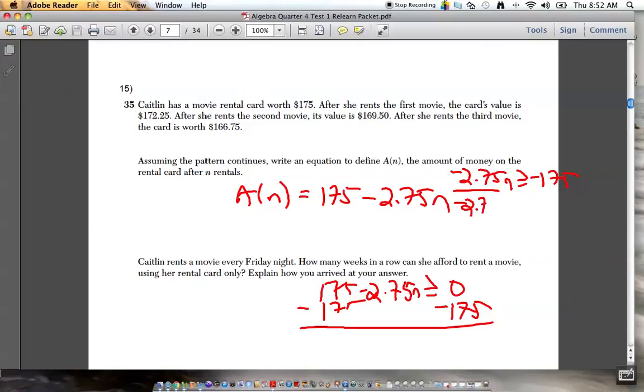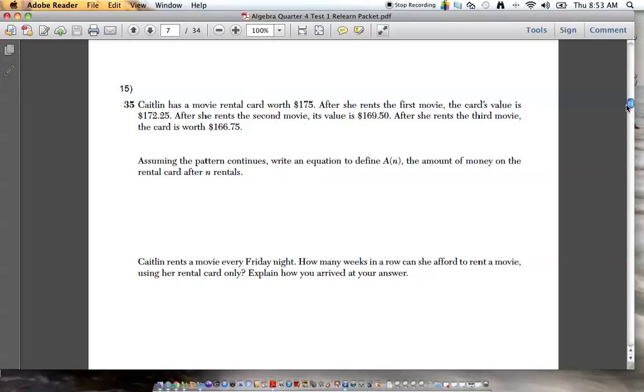Divide by negative 2.75. And you know what? I don't have a calculator at the moment, but I think it's like 63 point something. You have to do division on your calculator, but off the top of my head, I think it's 63 point blah, blah, blah. Which means if that's the case, she could rent 63 movies. She could not rent 64 because then you would go past 0. All right, I think that's what the division works out to. You can figure that out on your own in case I happen to be wrong.